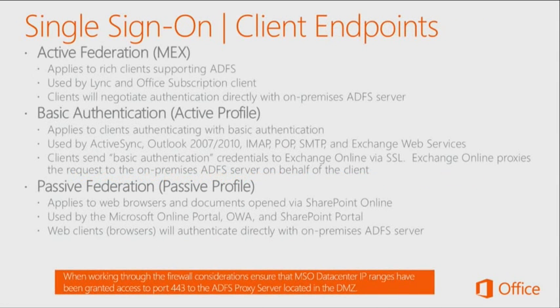Active Federation applies to rich clients used by Lync and Office. Clients will negotiate authentication directly. Basic authentication is your active profile. Applies to clients authenticating, used by ActiveSync, Outlook 2007, 2010, IMAP, POP, SMTP, and Exchange Web Services. Client sends basic authentication credentials to Exchange via SSL. Exchange proxies a request to the on-premise server.